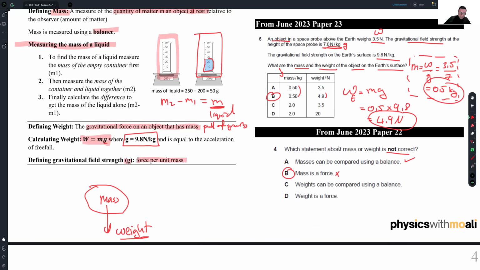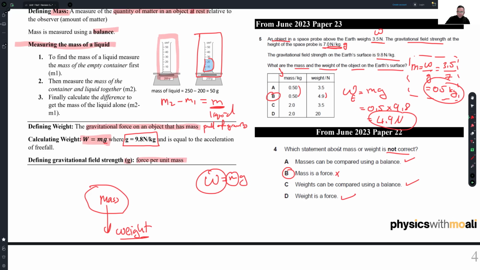Weights can be compared using a balance. Yes. A balance measures mass, absolutely. But here he's not talking about measurement. He's talking about comparing. Because if two objects have the same mass, let's say 1 kilogram, and I put them on the balance, one on this side and one on the other, or on a beam balance, they will give you the same reading because they have the same mass. And if they have the same weight, W equals mg, it also means they have the same mass, or equal masses.